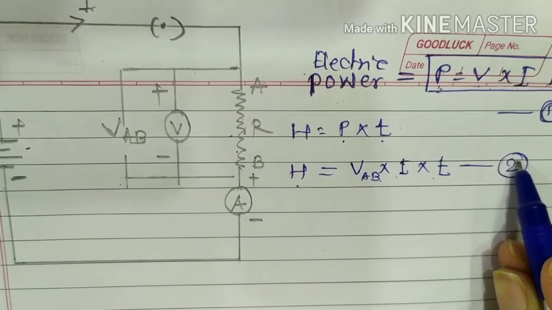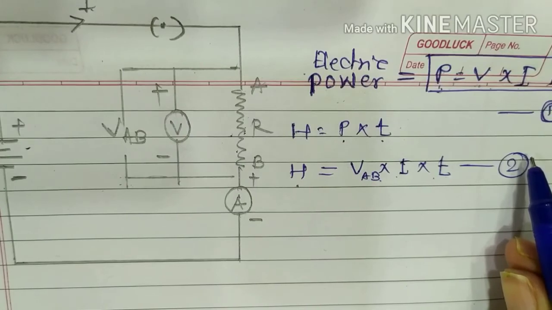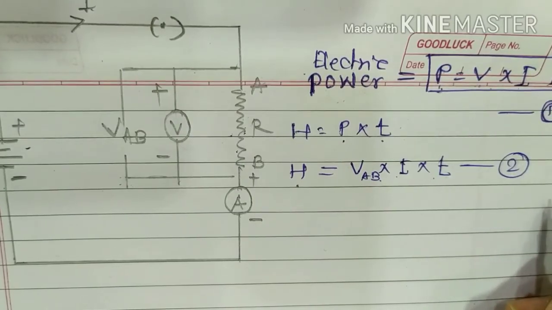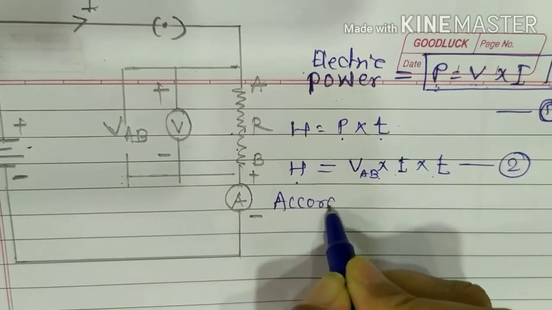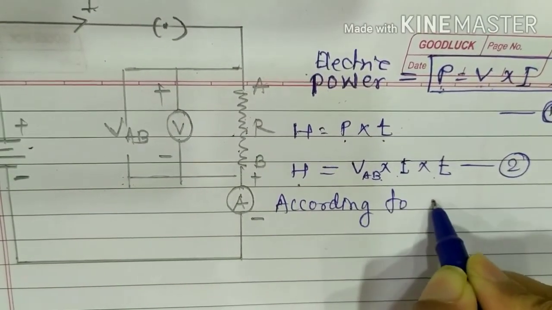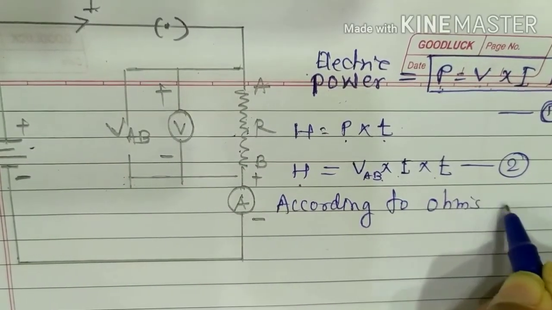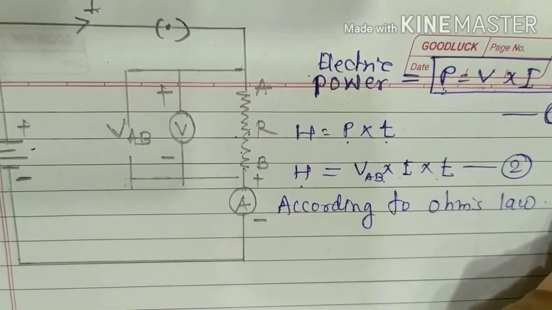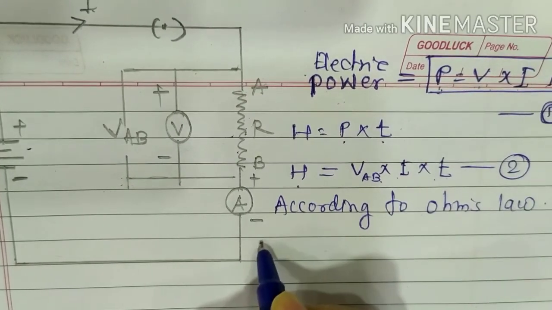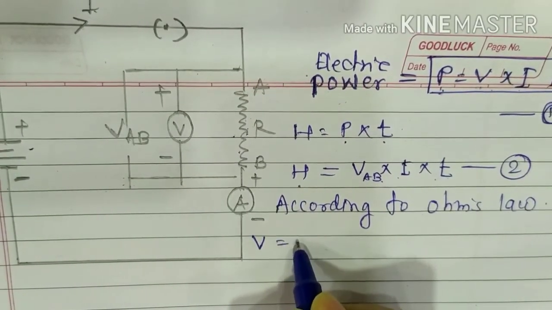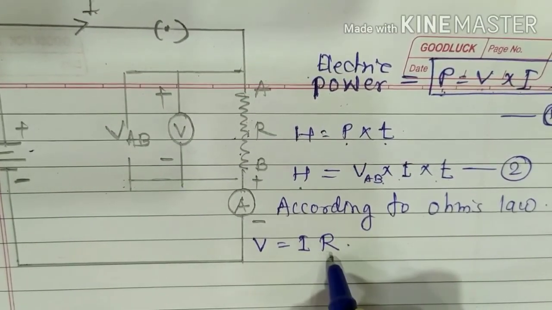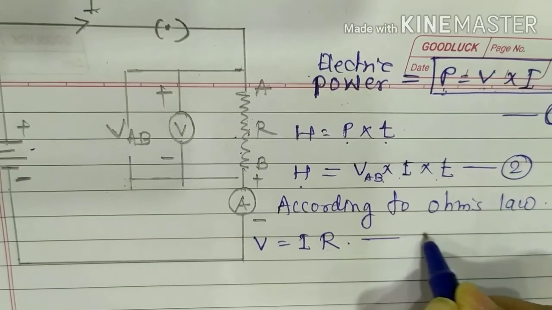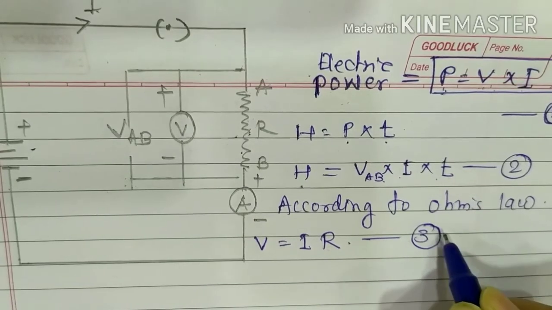But you studied Ohm's law in the previous standard. So, according to Ohm's law, what is that law? V is equal to I into R. This is the Ohm's law that you studied in the previous standard. This is equation number 3.